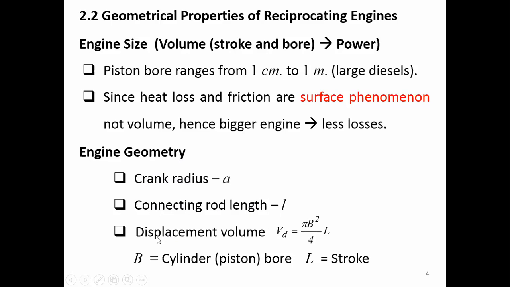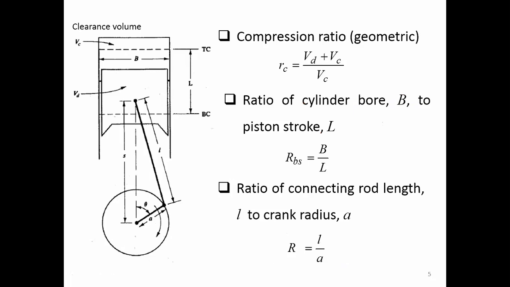And then we can calculate the displacement volume by using these equations, which are the results from knowing the cylinder bore or the piston bore, or the stroke L here. So what is the stroke? The stroke is right here: the distance between the top dead center and the bottom dead center, or in other words, the distance that the piston can go up and down. So this distance, we call it the stroke.